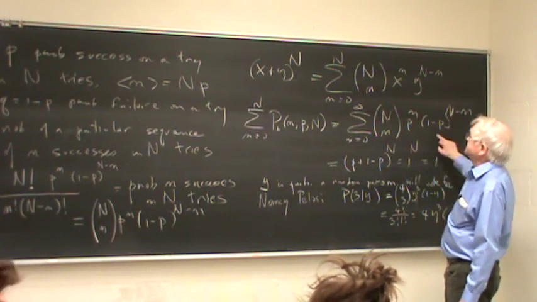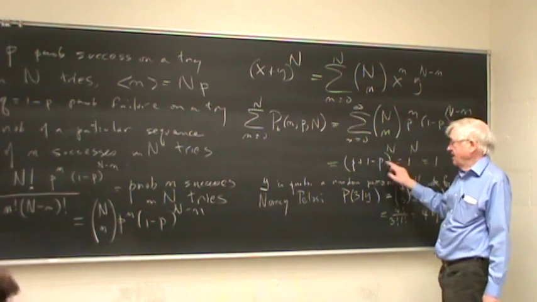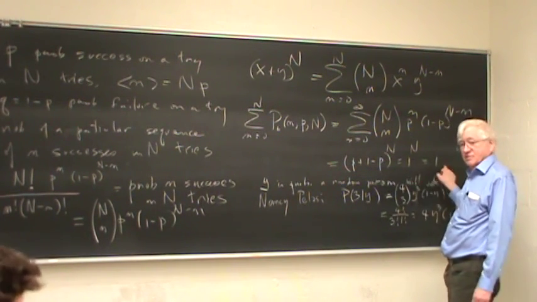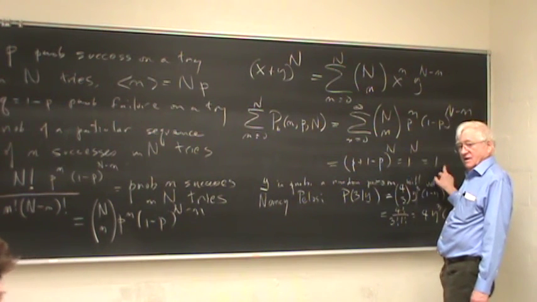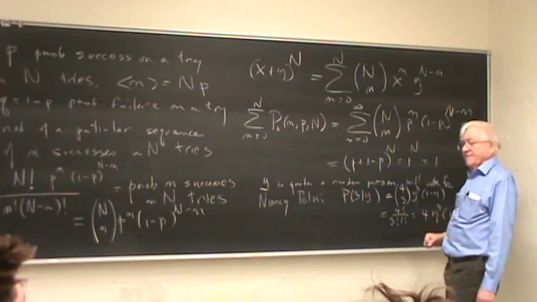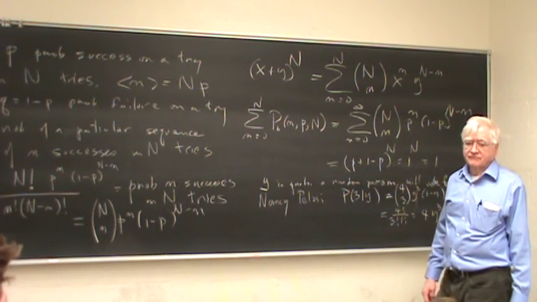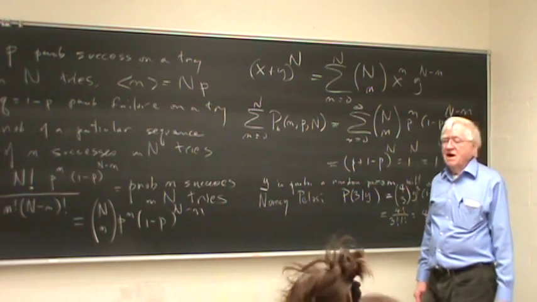Okay, but this is the expansion of (p plus 1 minus p) to the N. That's the expansion of 1 to the N, which is just 1. So the difference is the bottom one is the probability for one case, and the top one is the summation for all the different cases. The probability is going to be one. Oh, that makes sense.